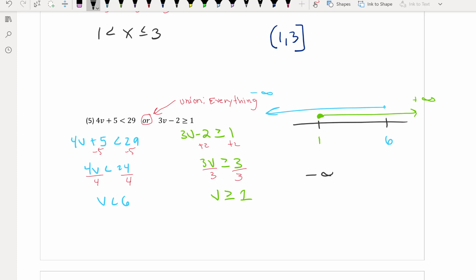So I'm going to go from negative infinity to a positive infinity. And infinity will always have parentheses. So that ends up becoming my final answer in interval notation.